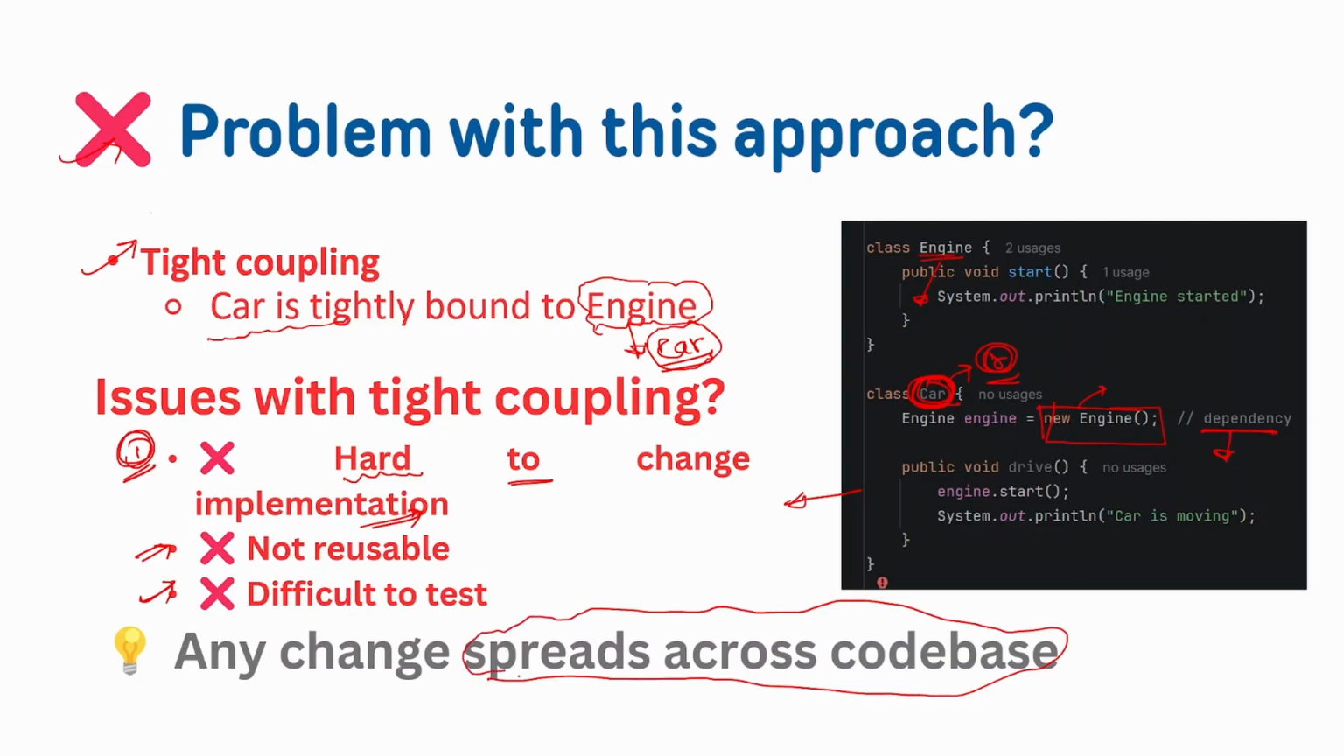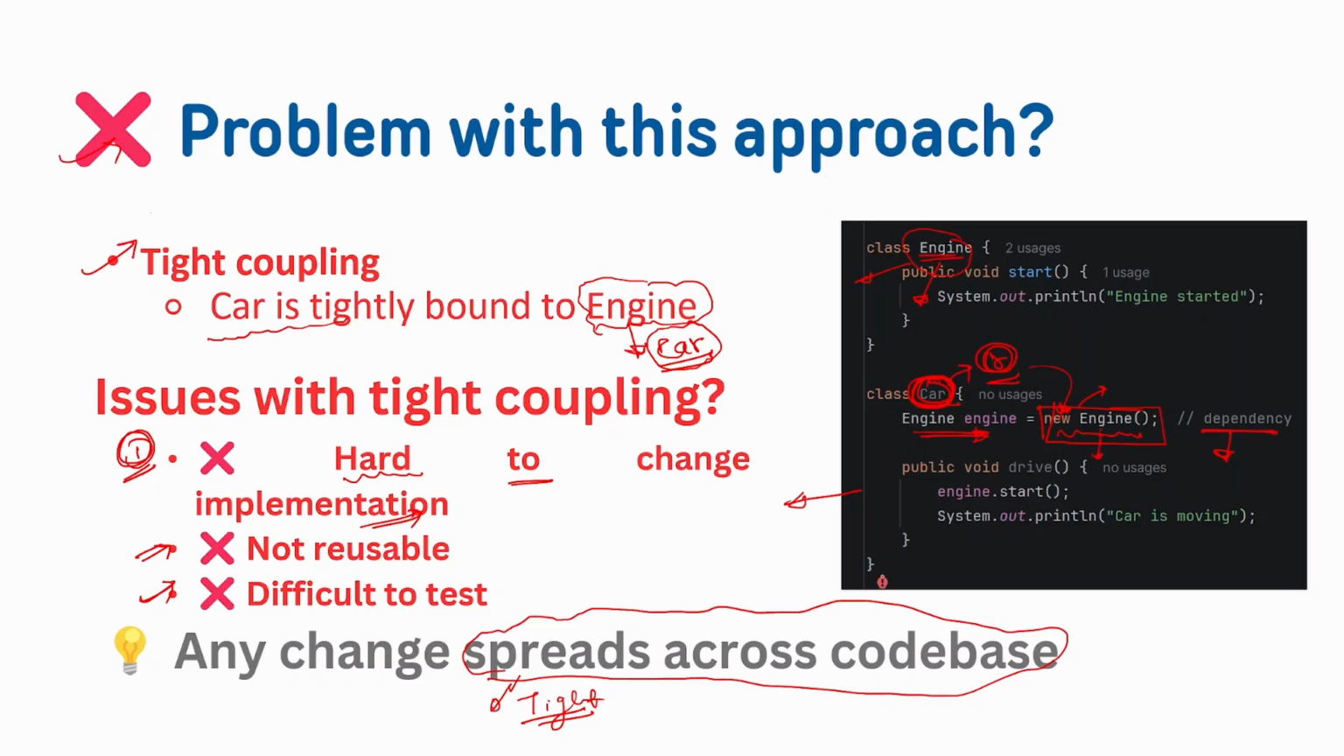So that's why tight coupling is a major issue. Why is it a major issue? Because if two classes are heavily dependent on each other, suppose we want to change the engine to a petrol engine, then we need to change the car class also, which is creating its object itself. So we need to change it.